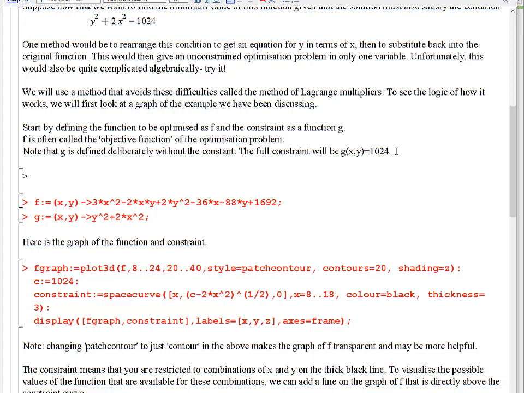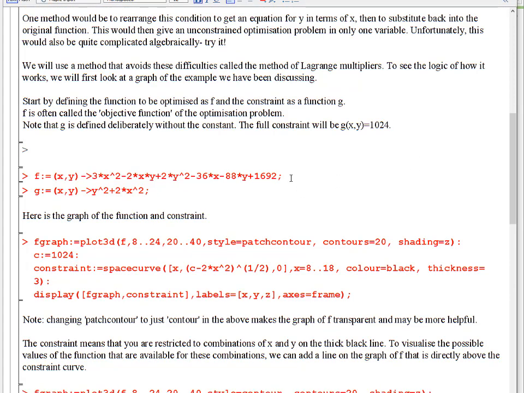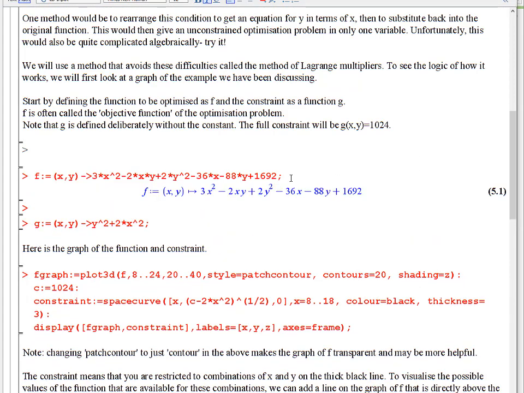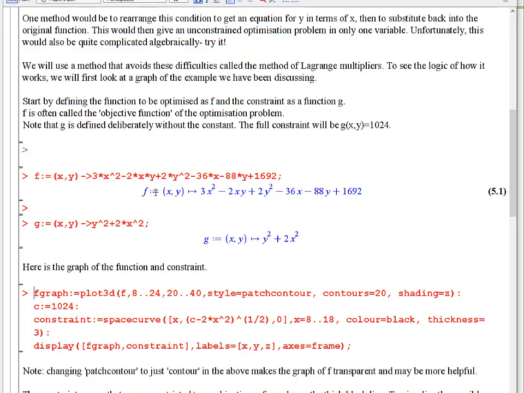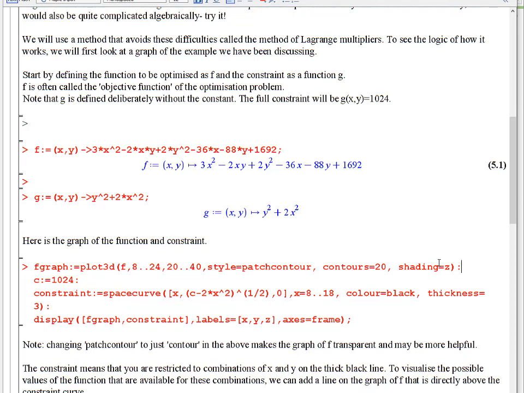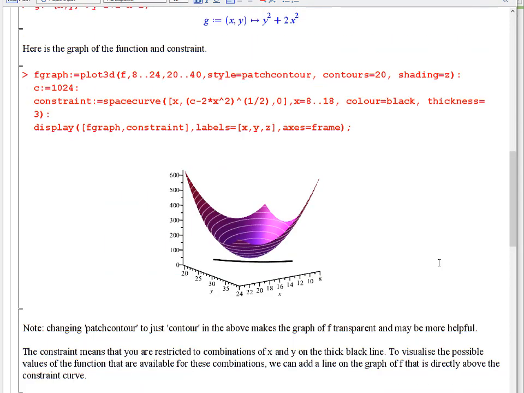And g is defined deliberately separately from the constant. You'll see what I mean when I go through the commands here. So that's how you set up the initial two things: that's the objective function, and that's the constraint. Notice I haven't put the 1024 in, I've just defined the function. And then here's the graph. So hopefully this will show you the situation we're trying to work with.